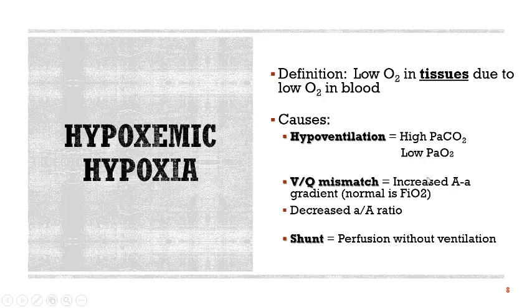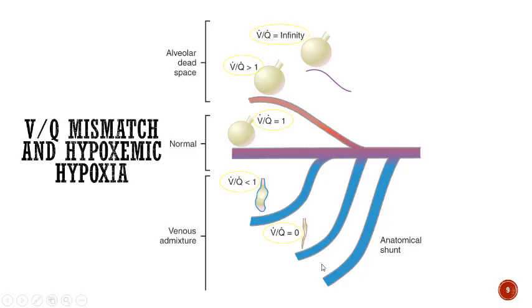If you have an increased AA gradient, and we said the normal is about the FiO2 that they're on, or a decreased AA ratio, then we would say they have hypoxemic hypoxia because of an increased VQ mismatch. The third thing that we're going to look at is if they have hypoxemic hypoxia, you can solve to see if they have a shunt. And a shunt is perfusion without ventilation. And there's a couple of mathematical ways that you can figure out if they have a shunt.